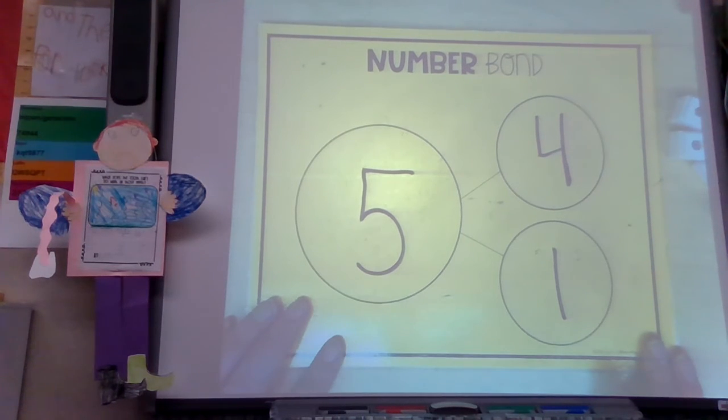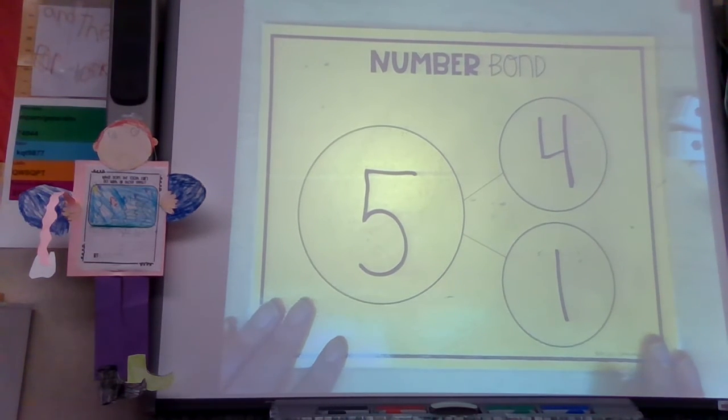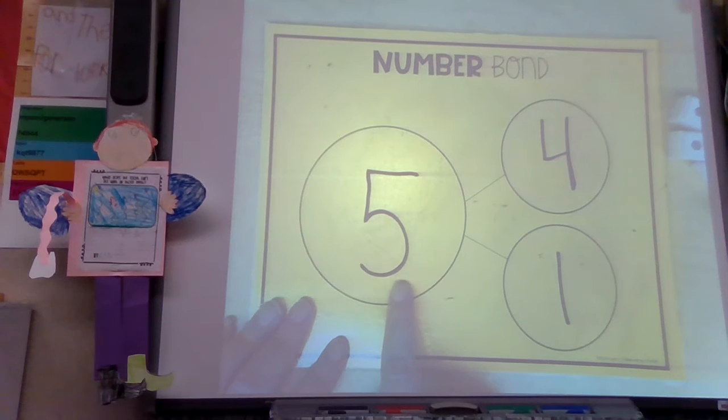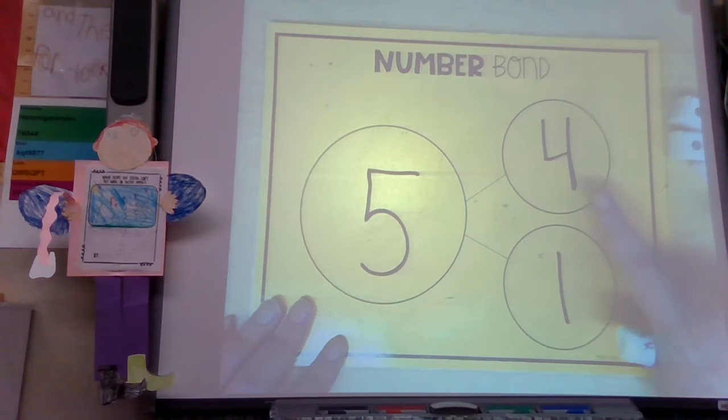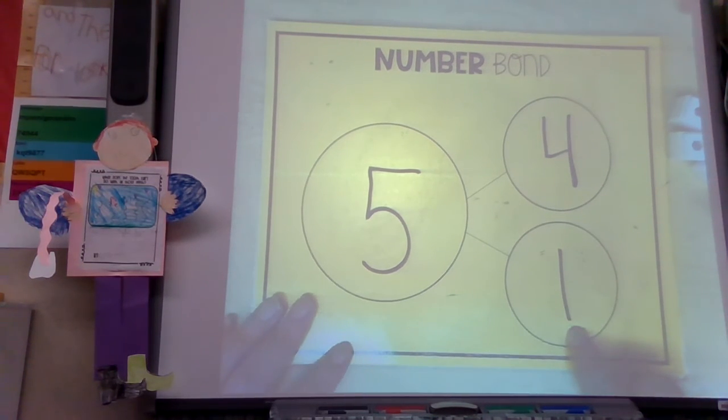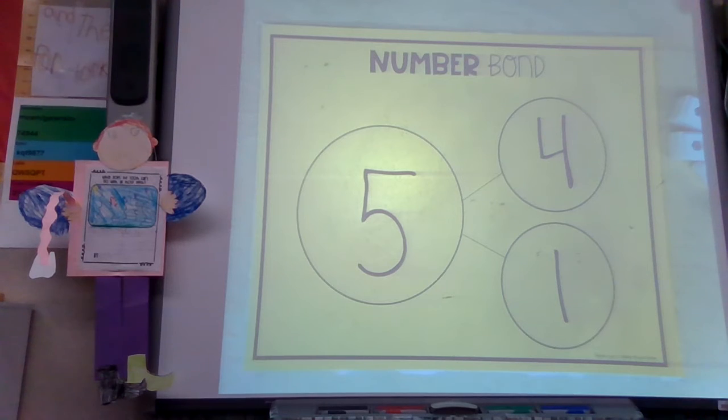Let's see what this shows us. This number bond shows that there were 5 balls for recess. 4 of them were baseballs, and 1 of them was a basketball. Great job, everyone. Now it's your turn to show what you know.